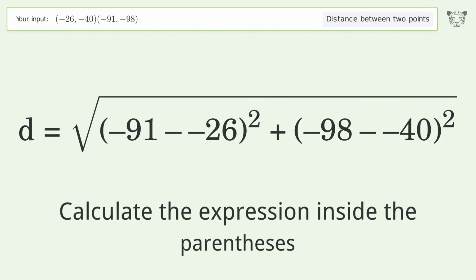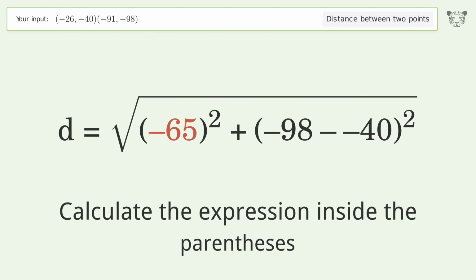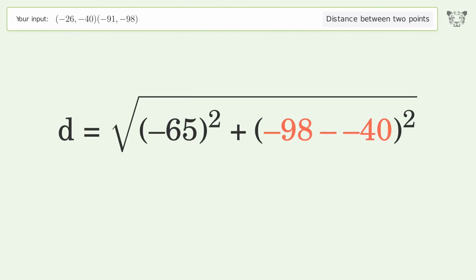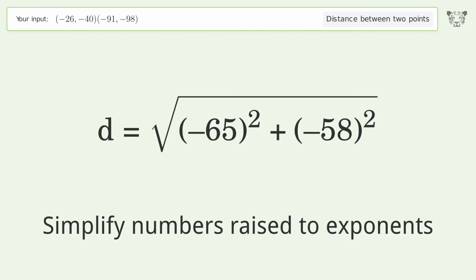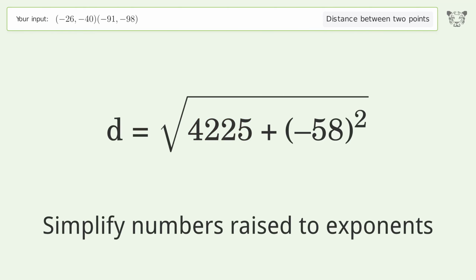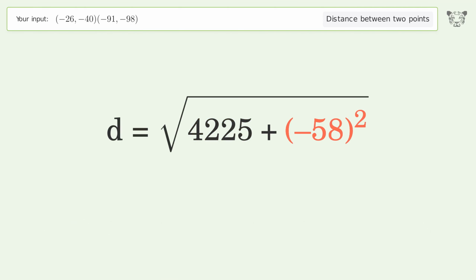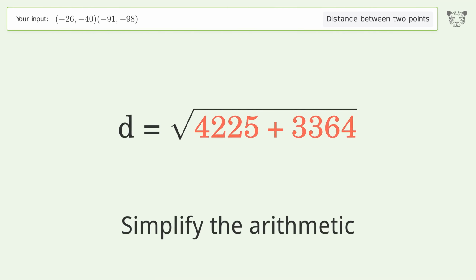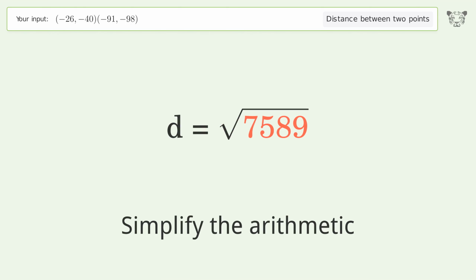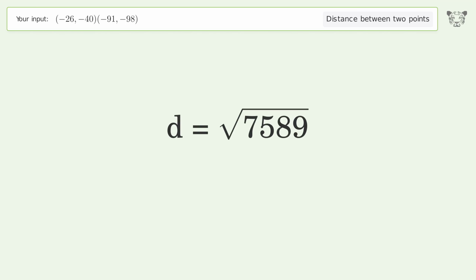Calculate the expression inside the parentheses. Simplify numbers raised to exponents. Simplify the arithmetic. And so the distance between the 2 points is the square root of 7,589, or 87.115.